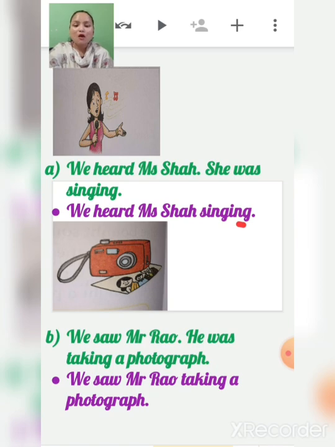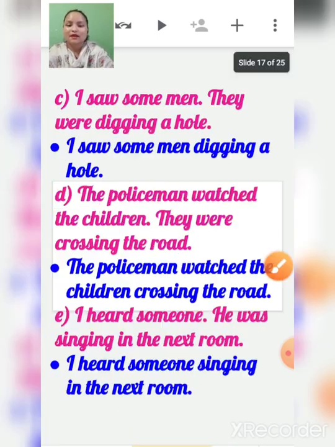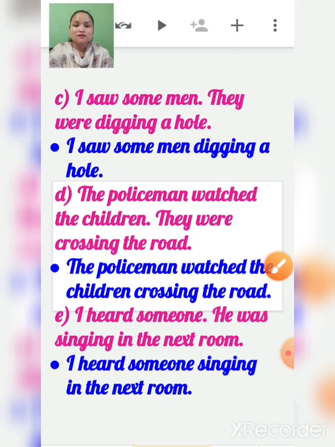B, we saw Mr. Rao. He was taking a photograph. We saw Mr. Rao taking a photograph. Then C, I saw some men. They were digging a hole. I saw some men digging a hole.